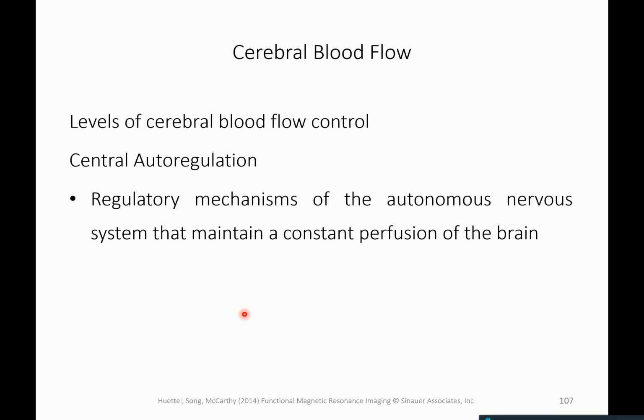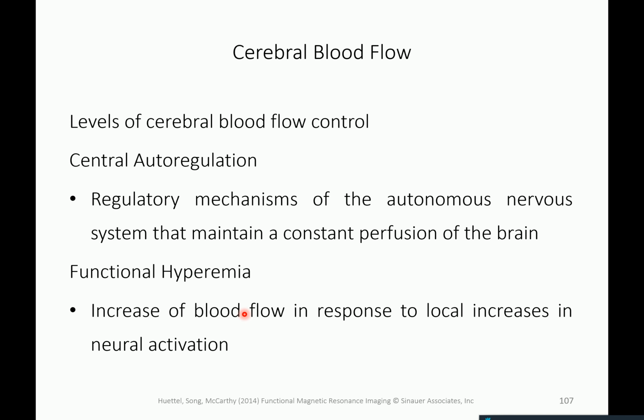There are different levels of blood flow control for the brain, and these are central autoregulation and functional hyperemia. Of course we are more interested in functional hyperemia, but one should not forget that the autonomous nervous system also plays a role in maintaining a constant perfusion of the brain. So central autoregulation processes also play a role.